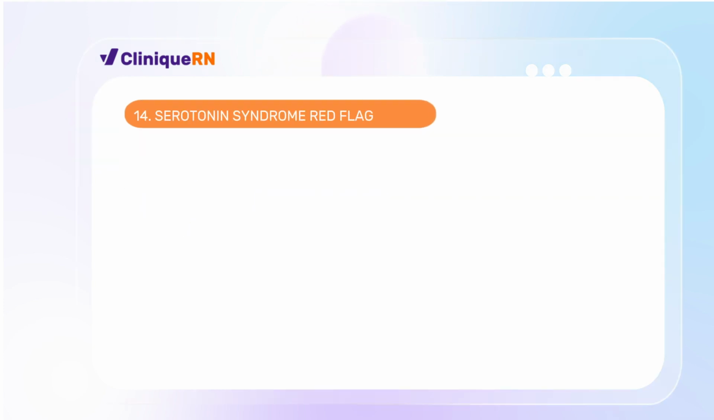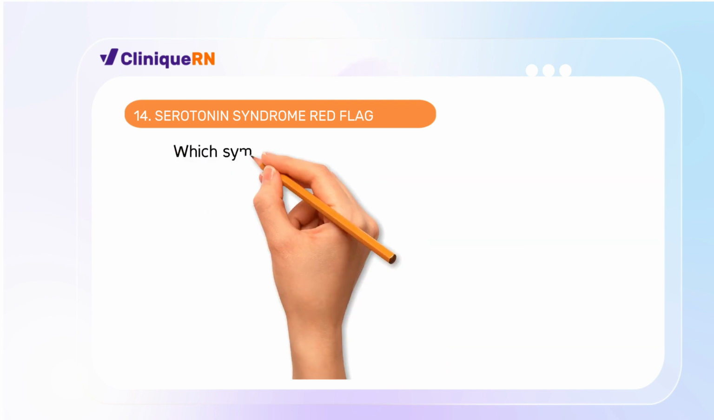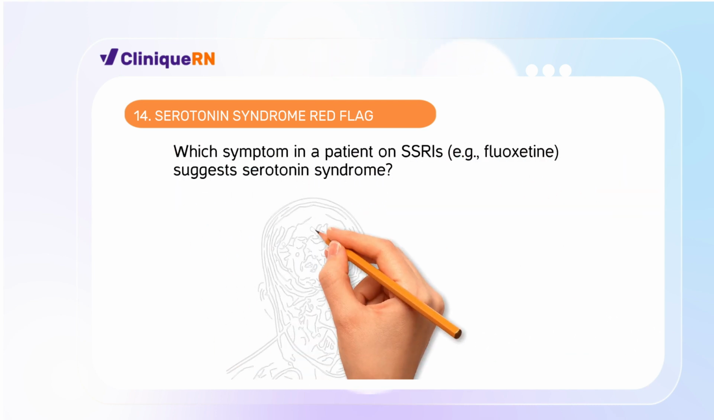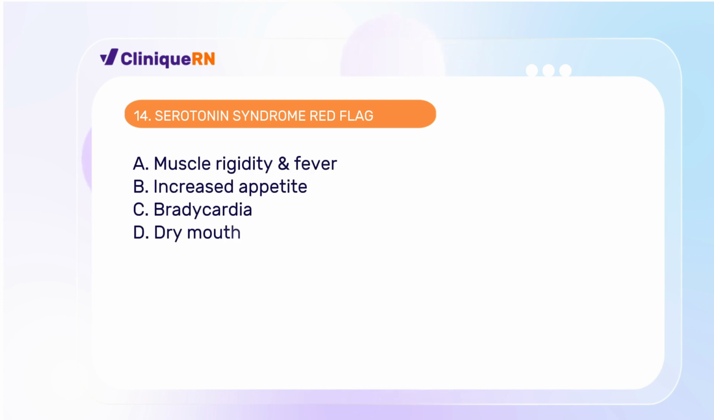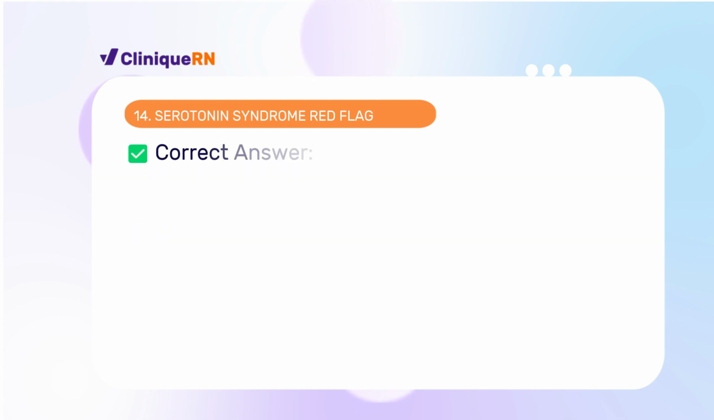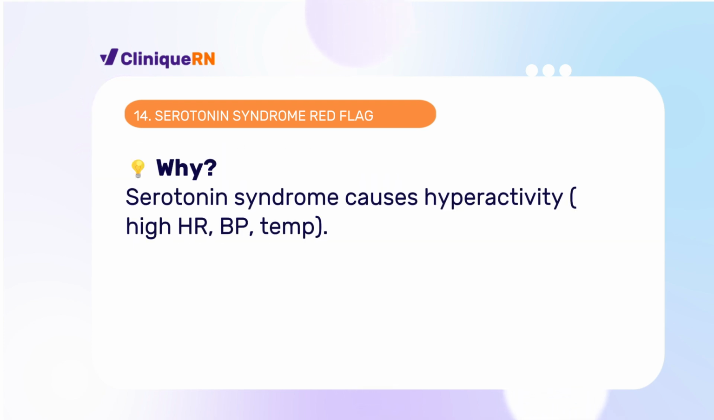14. Serotonin syndrome, red flag. Which symptom in a patient on SSRIs, e.g. fluoxetine, suggests serotonin syndrome? A. Muscle rigidity and fever. B. Increased appetite. C. Bradycardia. D. Dry mouth. Correct answer: A. Muscle rigidity and fever. Why? Serotonin syndrome causes hyperactivity, high heart rate, blood pressure, and temperature.